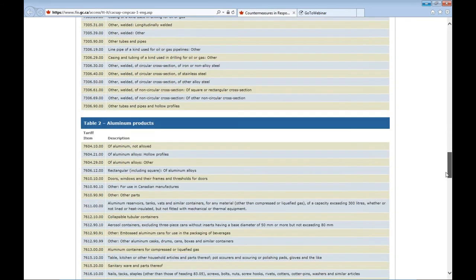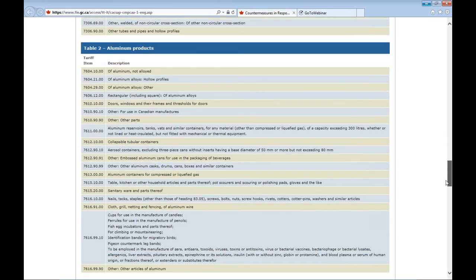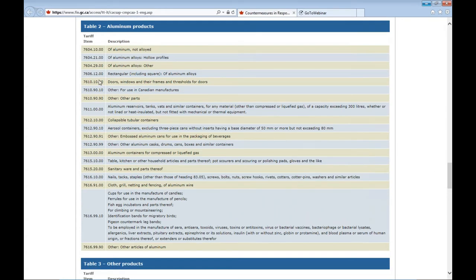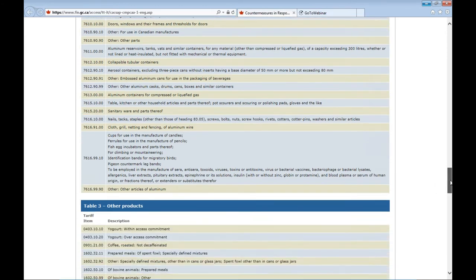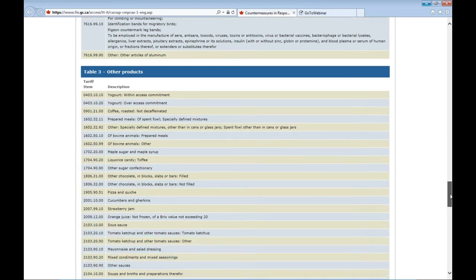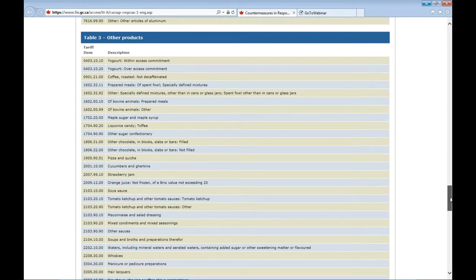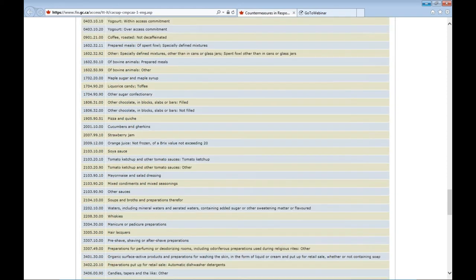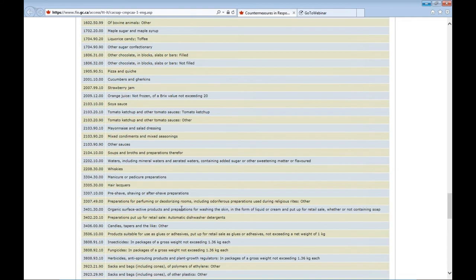If we move on to table two, you can see that these are the aluminum products. Again, not as detailed or long a list as the steel, but still quite significant in terms of what it covers. I think some of the products of interest to your members will probably fall into table three more so than the other tables. But as you can see, like I said earlier, it has very different types of commodities, ranging from yogurt. A lot of the food products are in here, the candies, the whiskeys, waters, soups.